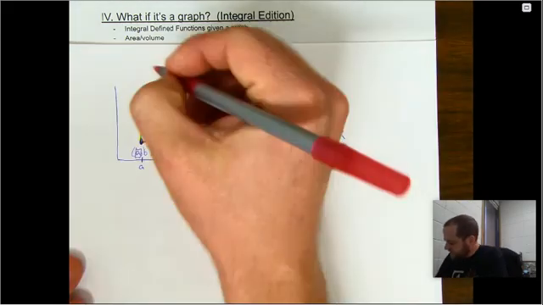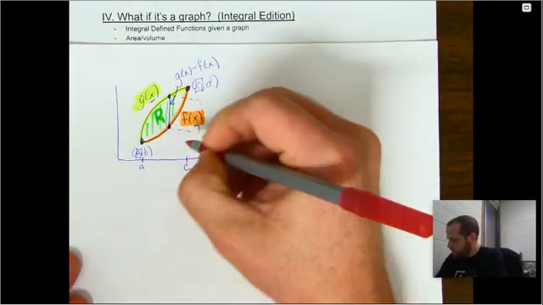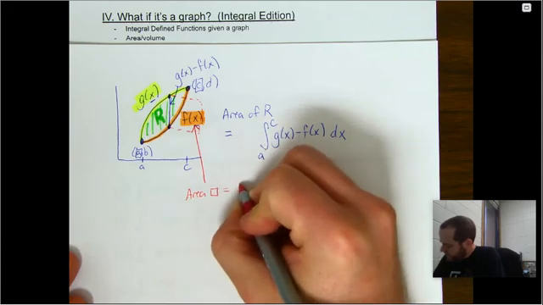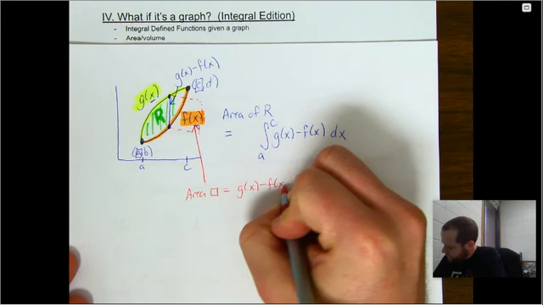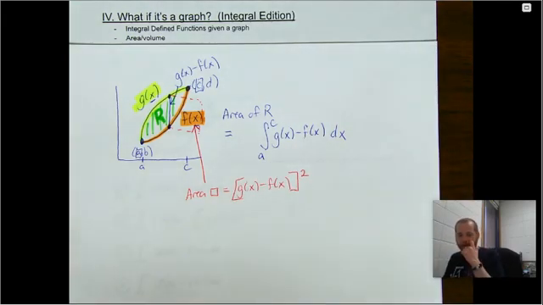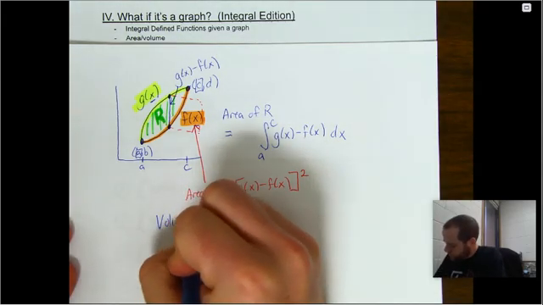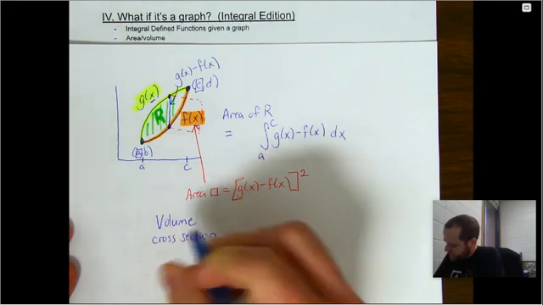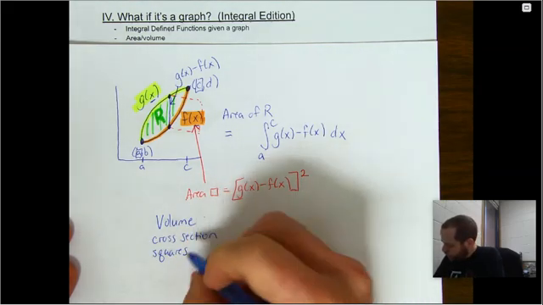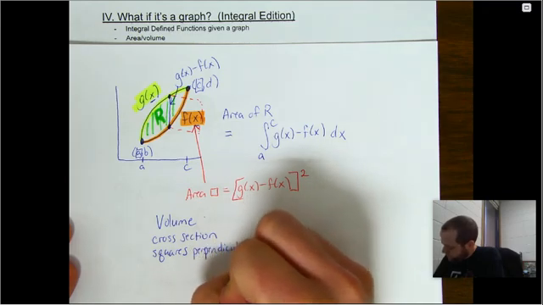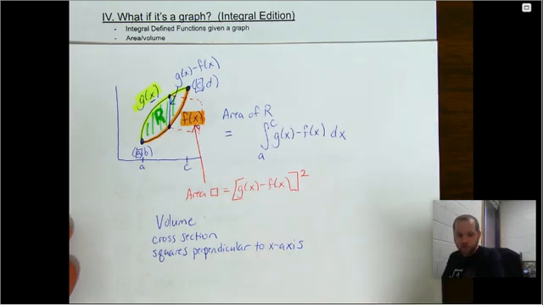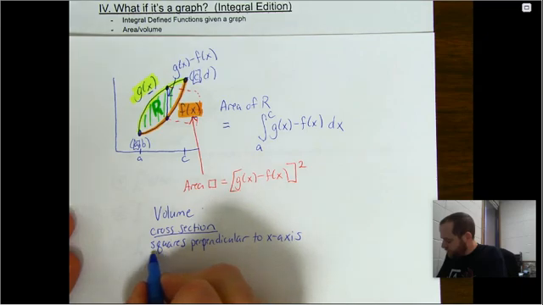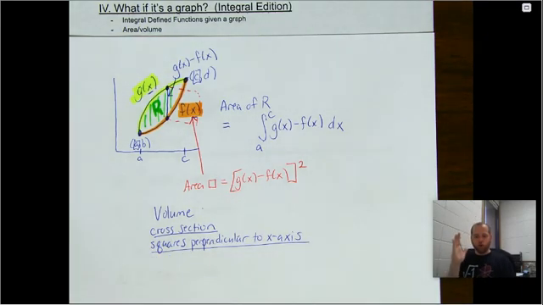So for instance, if I were to take this and make it a cross-sectional square, that square would have an area of G minus F squared. Okay? So if they want to know the volume, they typically say this as a cross section consisting of squares that are perpendicular to the x-axis. And that's really just to identify the cross section means that we're going to take the areas and create volume. And then squares perpendicular to x just tells me they are vertical squares.